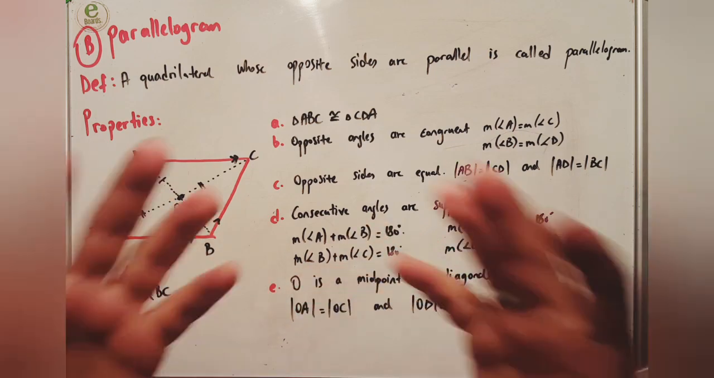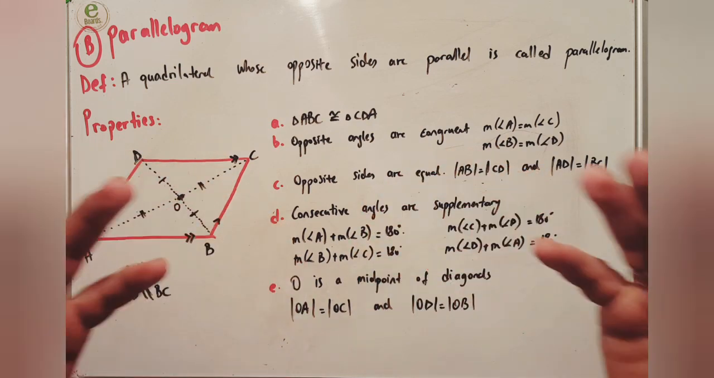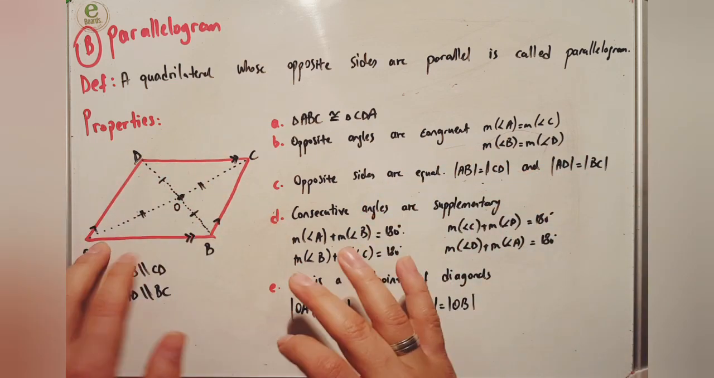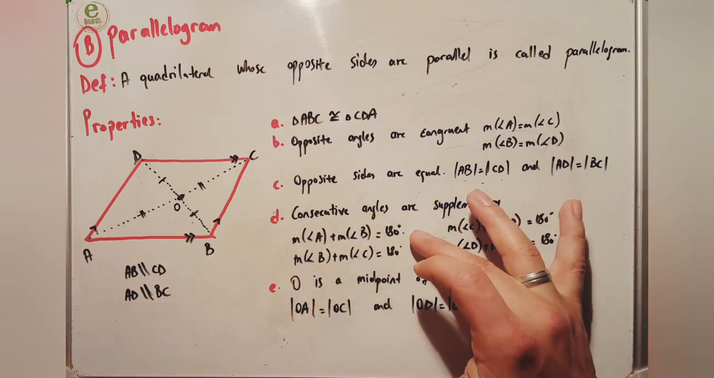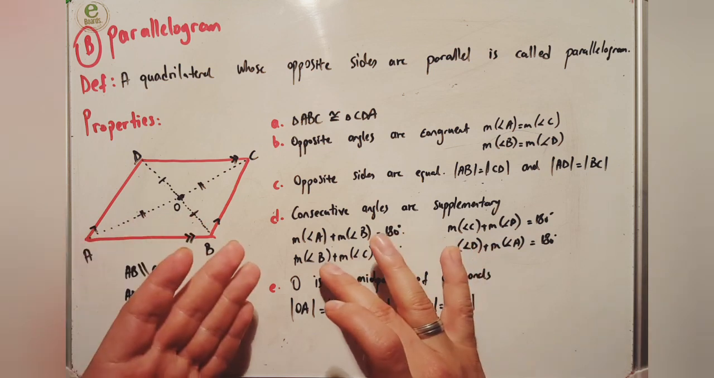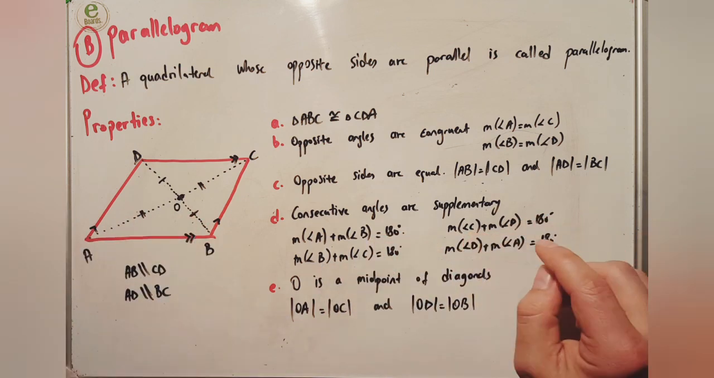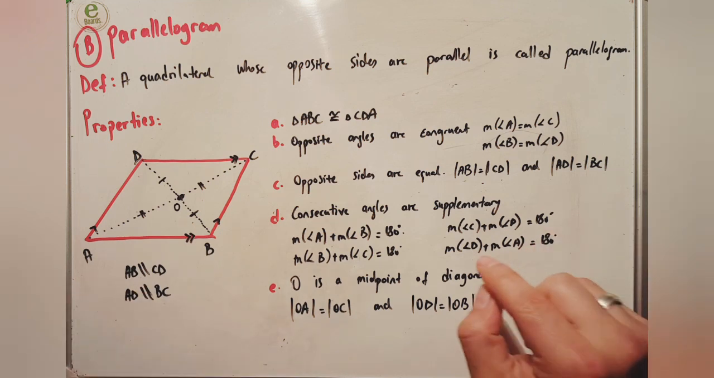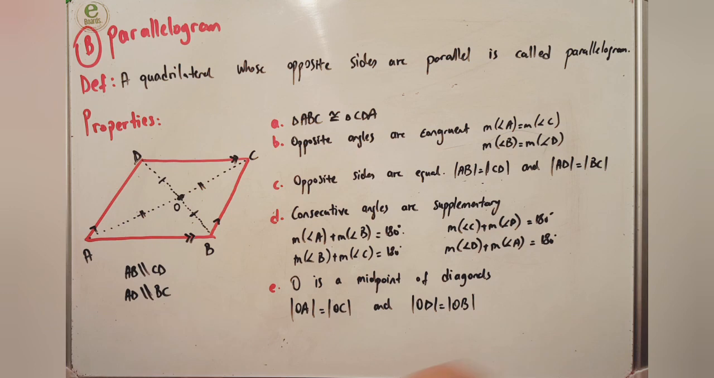Remember, the sum of supplementary angles is 180, complementary 90 degrees. So the measure of angle A and the measure of angle B, they are consecutive, so supplementary, 180. The sum of the measure of angle B and the measure of angle C, the measure of angle C and the measure of angle D, and the last, the measure of angle D plus the measure of angle A will be 180 degrees.